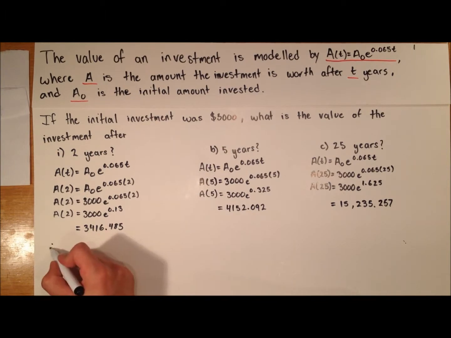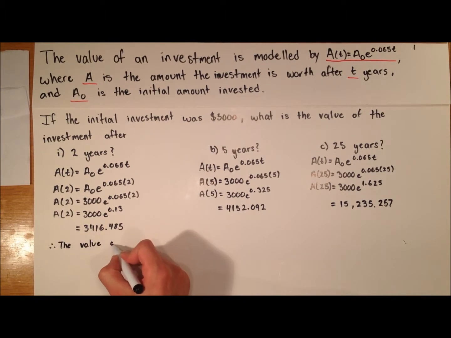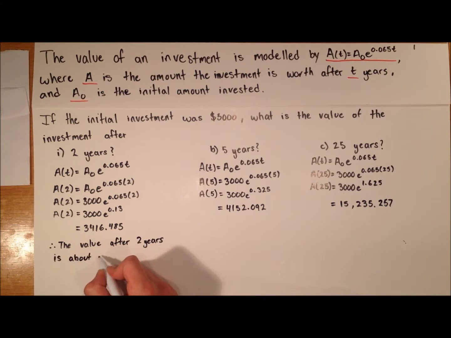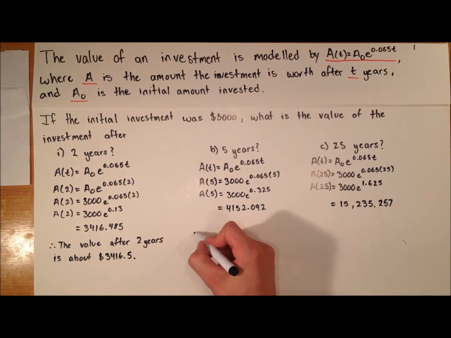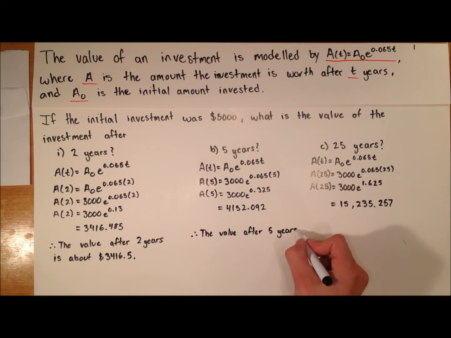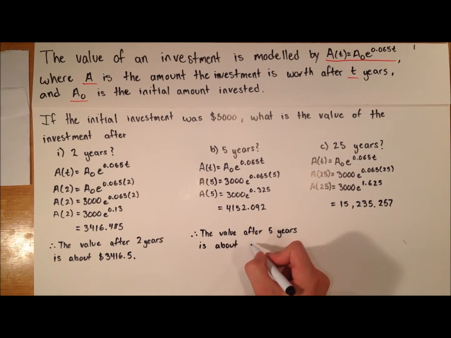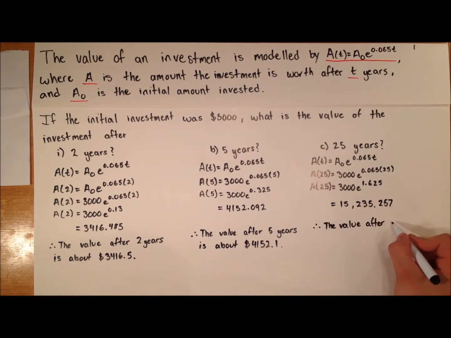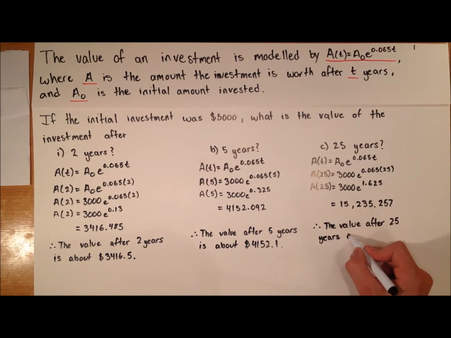Now, all we have to do is write our therefore statements. For part 1, therefore, the value after 2 years is about $3,416.50. For part 2, the value after 5 years is about $4,152. And for part 3, the value after 25 years is about $15,235.